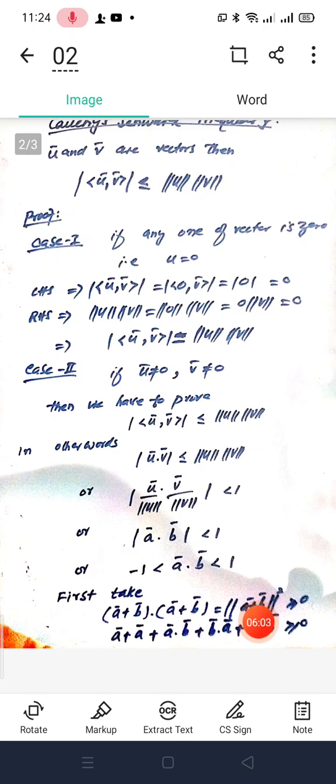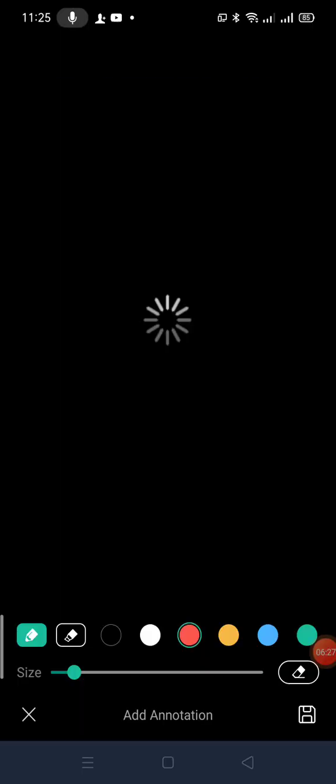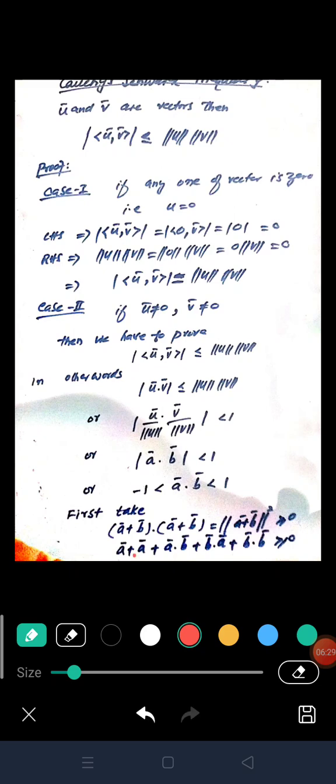Now Cauchy Schwarz inequality. If we have u and v vectors, then the mod of the inner product of u and v is less than or equal to norm of u times norm of v. Case number 1: if any one of the vectors is equal to 0, so u is equal to 0, then the inner product of 0 and v must be equal to 0. Similarly, on the right hand side, u is equal to 0, so norm of 0 into norm of v is equal to 0. Therefore, these two are equal.